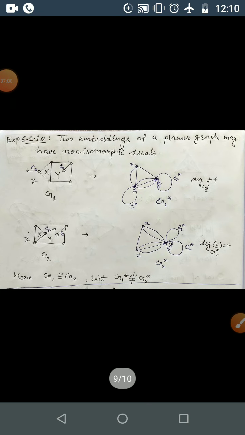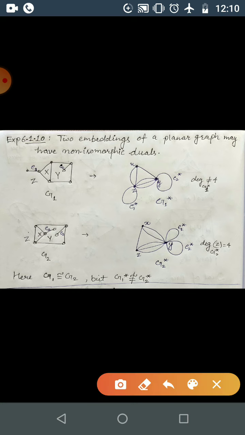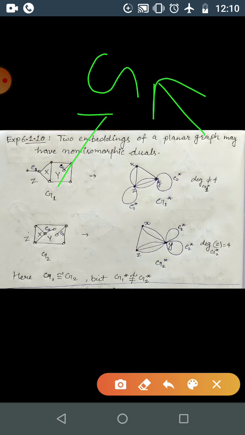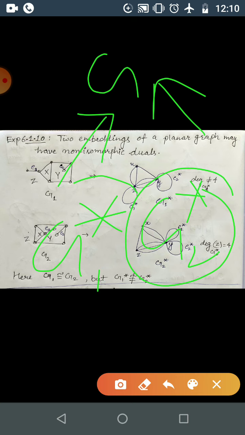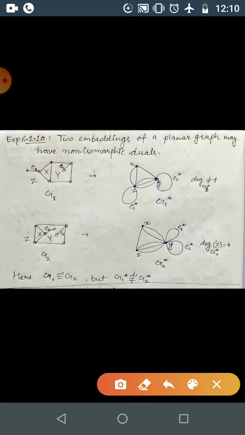Now you can come back to this one. Two embeddings of a planar graph may not have the same duals, or you can say isomorphic duals may not exist. That is, if G is a graph and you are trying to find the two duals, G1 star and G2 star, then these may not be isomorphic. G1 and G2 may not be isomorphic.